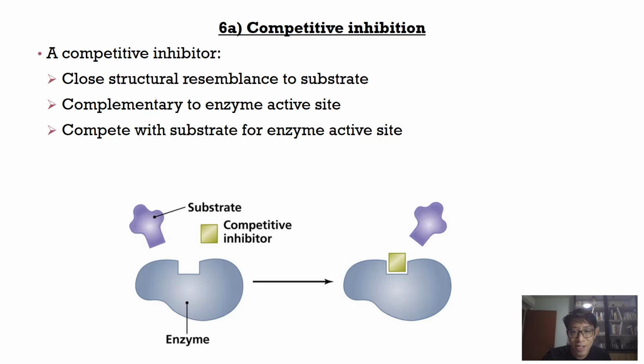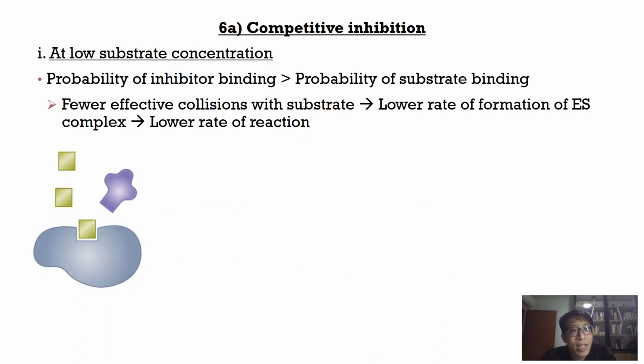So in the presence of the competitive inhibitor, it will compete with the substrate for binding to the active site of the enzyme. Thus the name competitive inhibitor. When the substrate concentration is low, when there are fewer substrate molecules than inhibitor molecules, then the probability of the competitive inhibitor binding to the active site would be higher than the probability of the substrate binding.